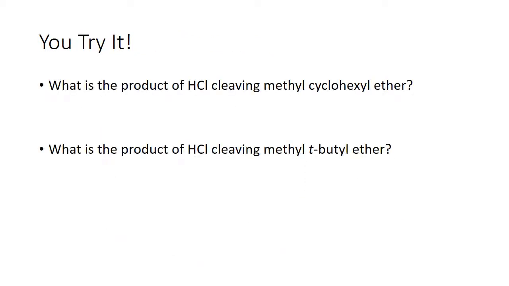Now it's your turn to try it. What would be the product of hydrochloric acid cleaving methyl cyclohexyl ether? Well, if I look at this, I have methyl, a primary, and cyclohexyl, a secondary. There's no tertiary here, so we're going to end up getting the methyl chloride and the cyclohexyl alcohol, cyclohexanol.